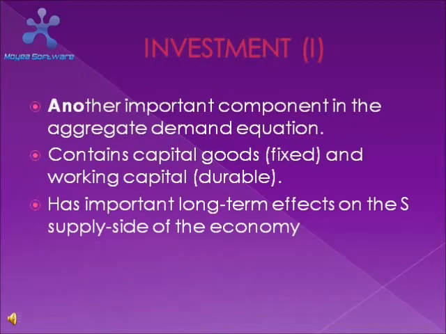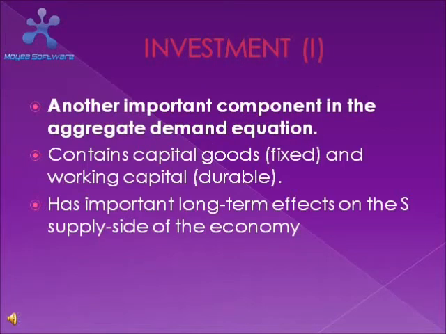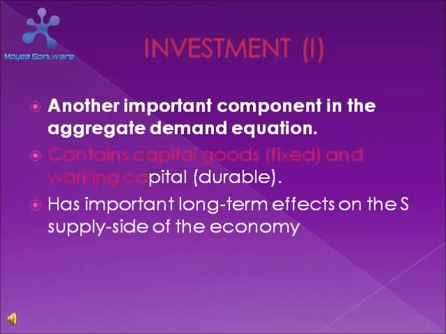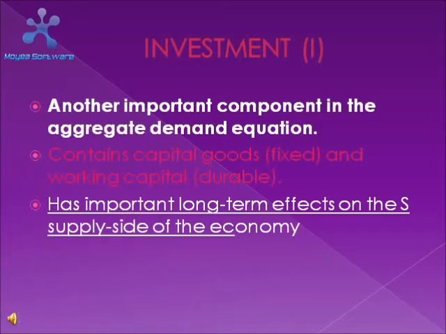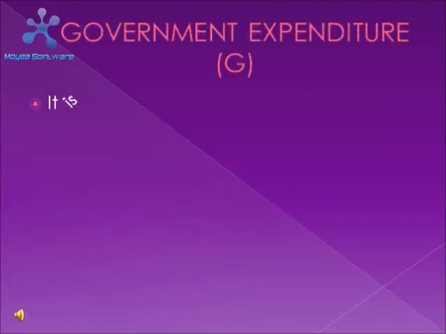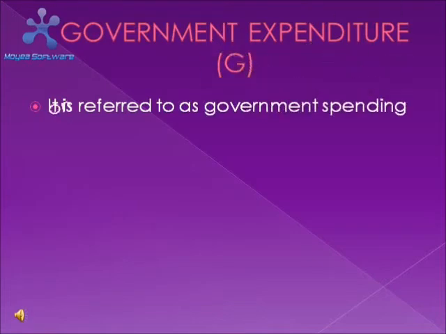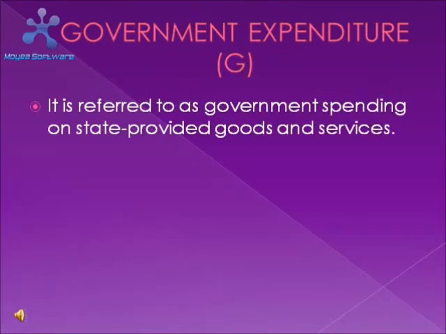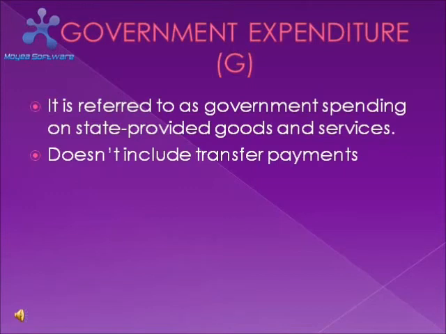Investment. Another important component in the aggregate demand equation. It contains capital goods and working capital. It also has important long-term effects on the supply side of the economy. Let's move on to government expenditure. Government expenditure. It is referred to as government spending on state-provided goods and services. It does not include transfer payments. Let's move on.